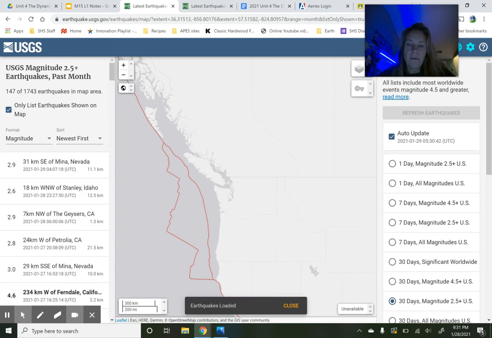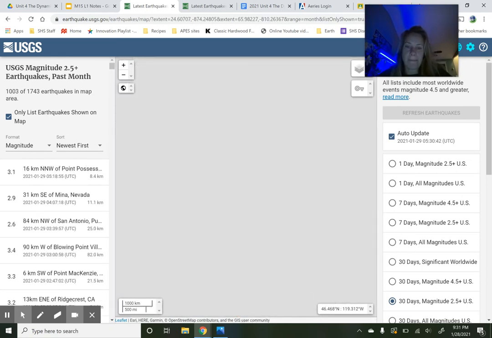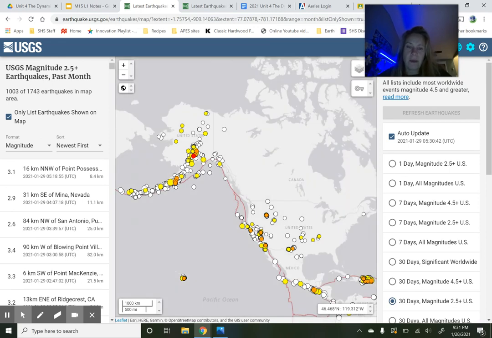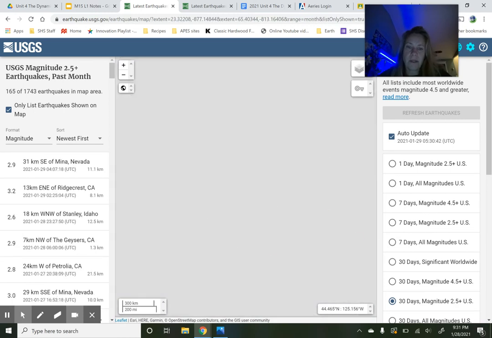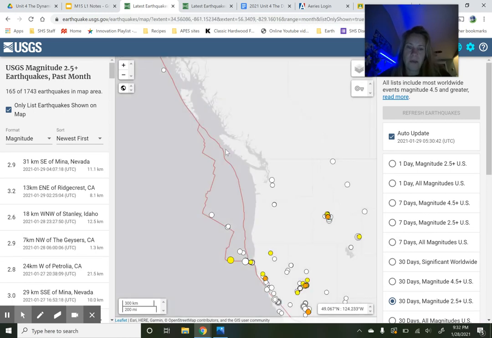So this is kind of cool if we look at this. Here is a map of North America. This is the Pacific plate. Here's the North American plate. And this little plate right here is the Juan de Fuca plate. I'm going to zoom in a little bit, and you can see right here, here's the Juan de Fuca plate. This plate is sliding underneath the North American plate. The Pacific plate is kind of going this direction, and the Juan de Fuca plate is going this direction.